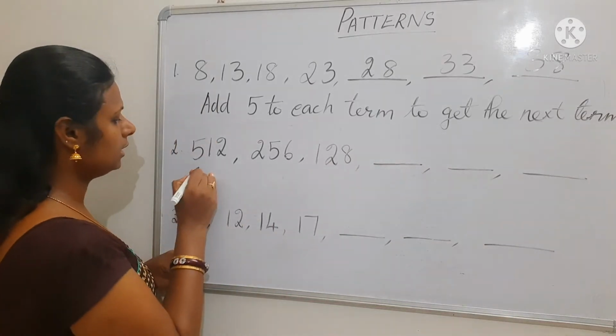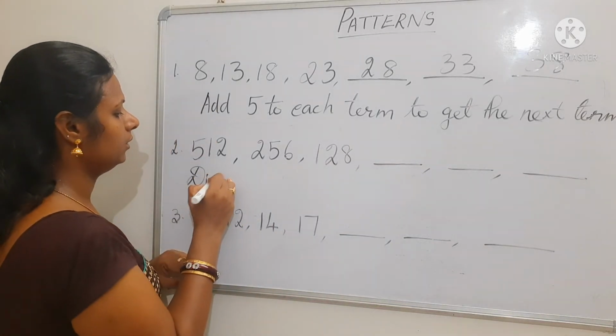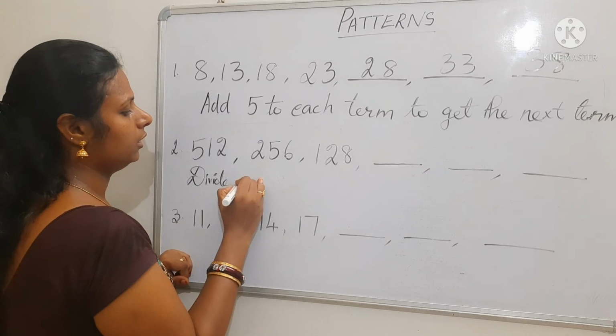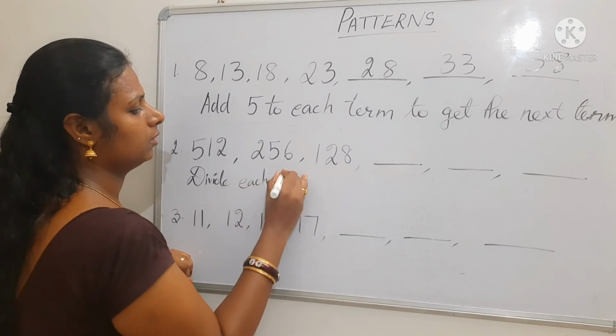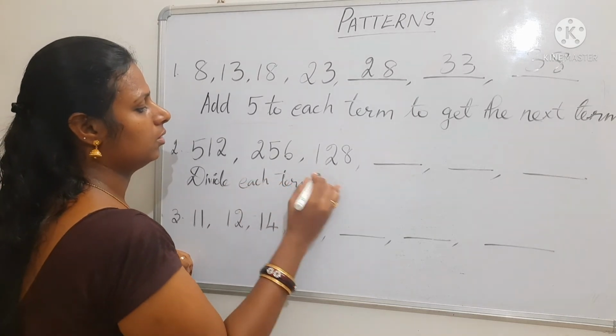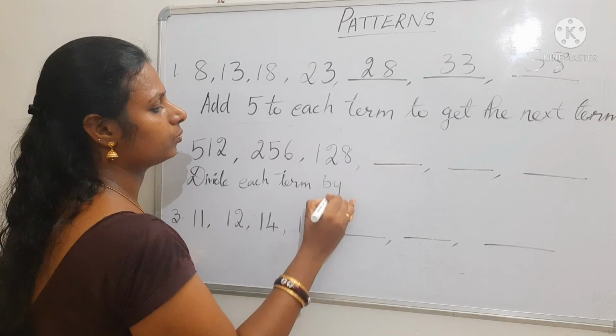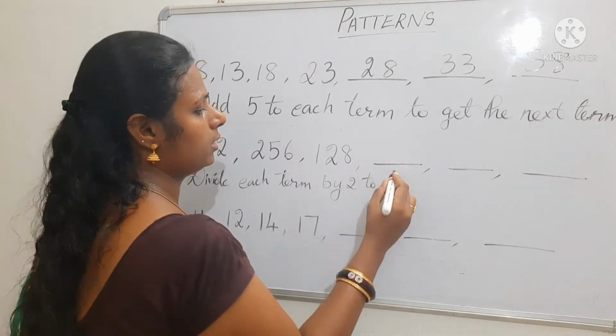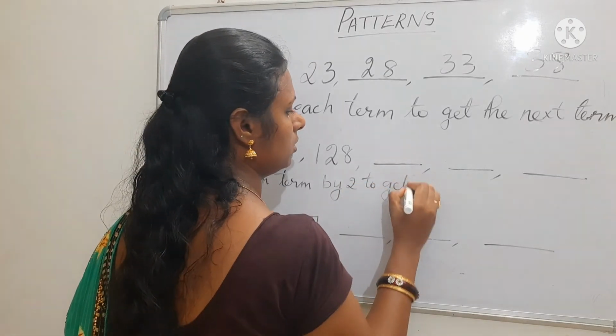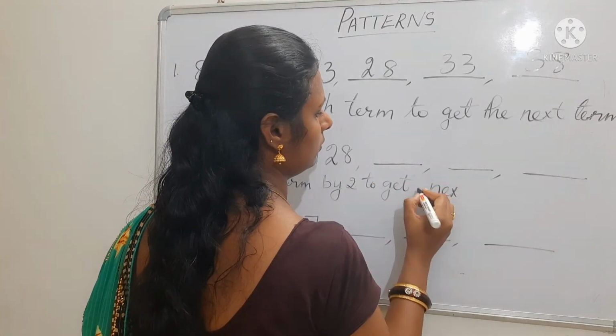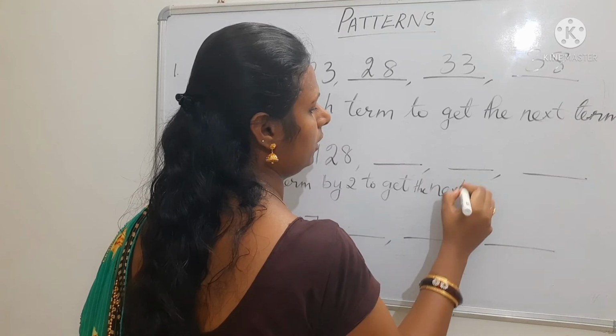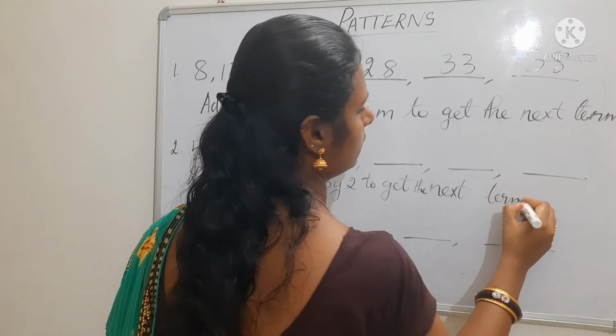So the rule is: divide each term by 2 to get the next term.